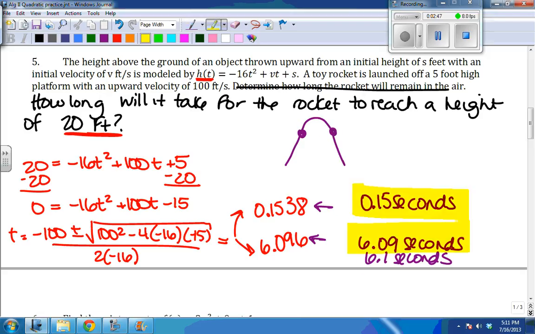So far I've been only using one. So I want to caution you, you want to go back, reread the question, and then re-look at your answers. Make sure they make sense. Both of these are positive. At both of these times, that toy rocket is going to be 20 feet above the ground. So I need to make sure I keep both.